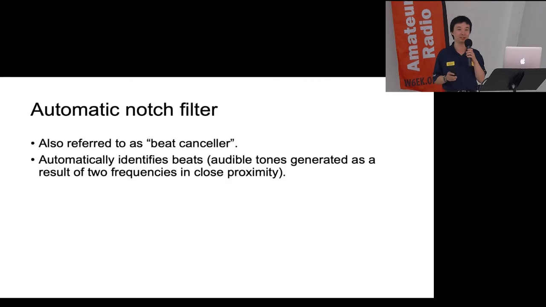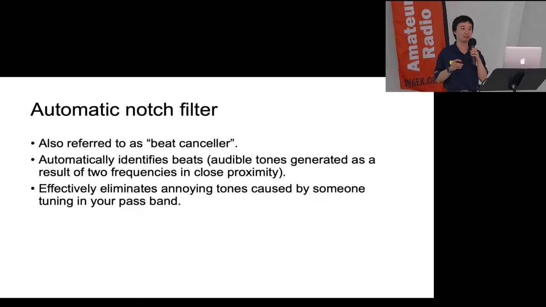Does that sound familiar? You're on, say, 7150, someone on 7149.5 keys up. You would hear a 500 hertz tone, because that's the difference between your two tones. So the automatic notch filter identifies this tone in your passband, and it silences it automatically as if you turned on your notch filter and set your attenuation frequency. And it effectively eliminates annoying tones caused by someone tuning in your passband.